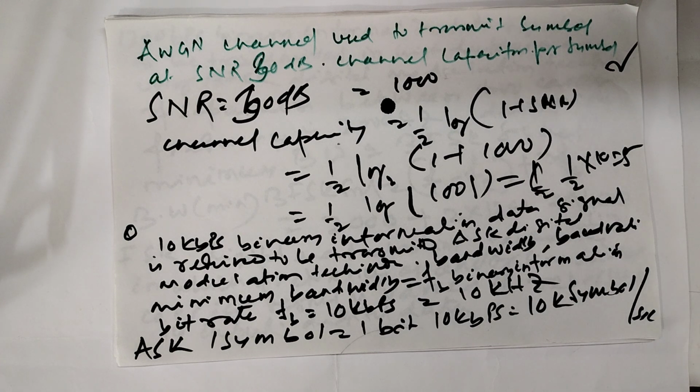Here the bit rate is 10 kbps. The minimum bandwidth is equal to fb, the binary information rate. So the bit rate is 10 kbps; in ASK, 1 symbol is equal to 1 bit, so 10 kbps is equal to 10k symbols per second.